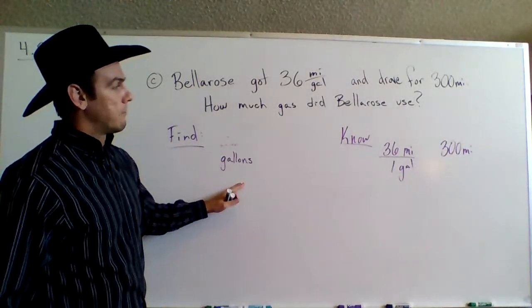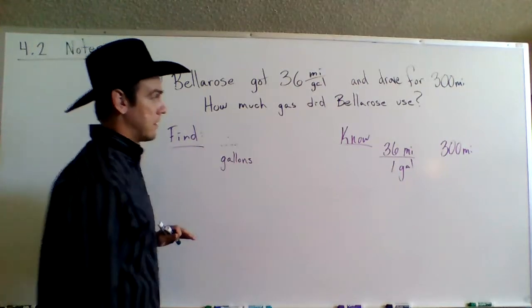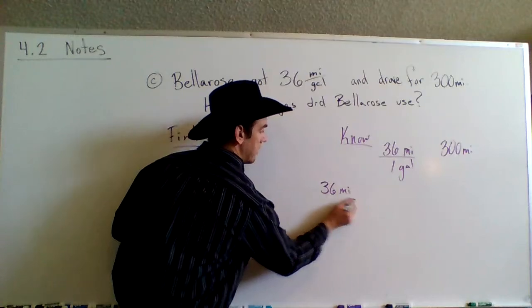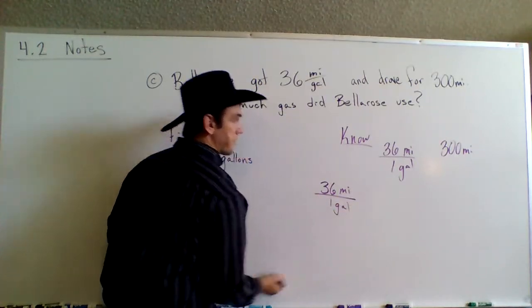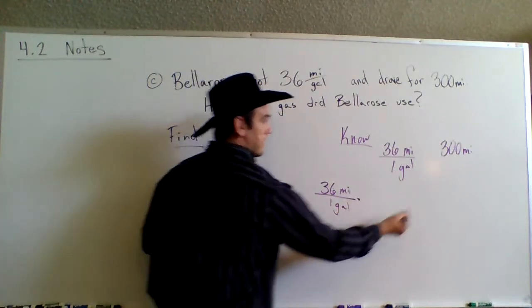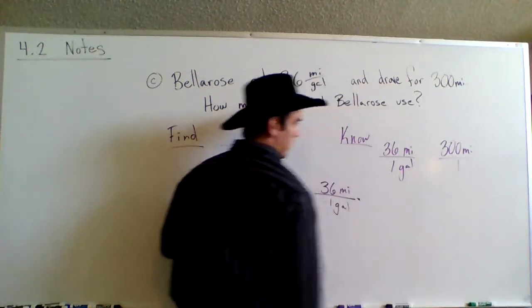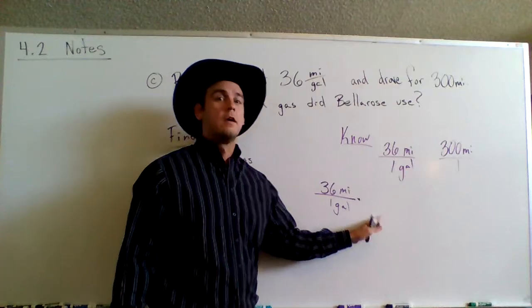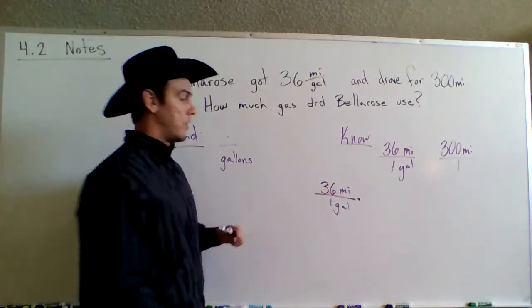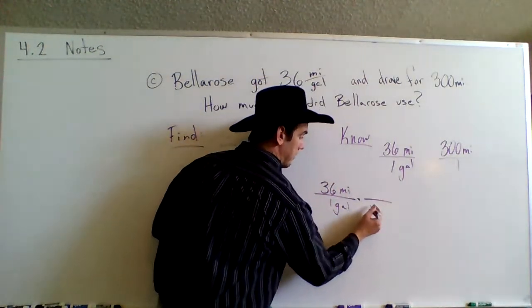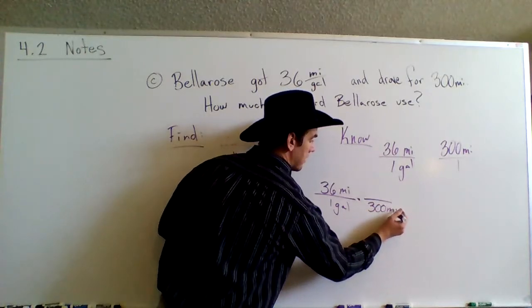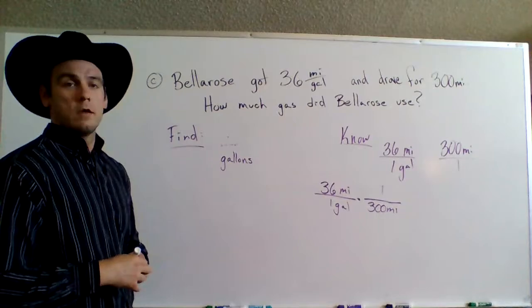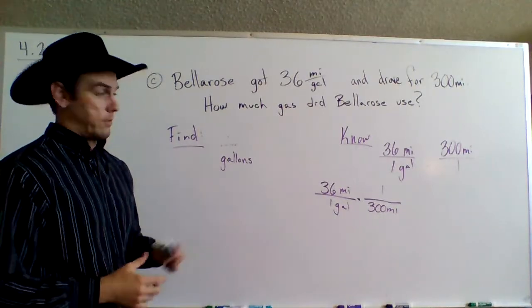I really only have two things I can do here. If I check this out, I have 36 miles divided by 1 gallon, right? Now, this is really going to be 300 miles over 1. I obviously want my miles to cancel. So what I would do is put the miles on bottom. 300 miles, it's just going to be 1 on top. Hopefully we're all right with this.